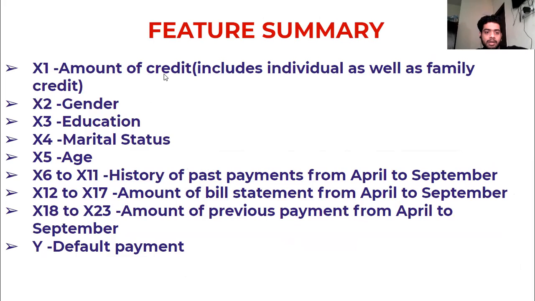And next is our gender. Next is education, then marital status, whether the person is married or not. Next is age, and next is the history of past payment from April to September. This data set basically provides us 6 months of data of a person. And next is the amount of bill statement from April to September. Next is the amount of previous payment from April to September, and next is default payment, that is our targeted variable.